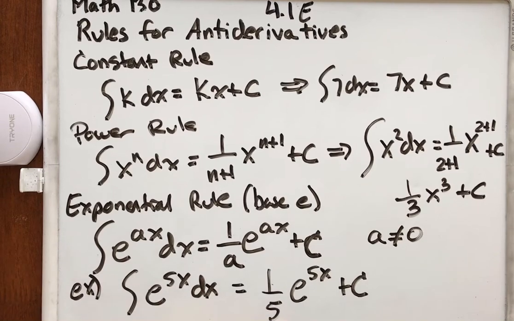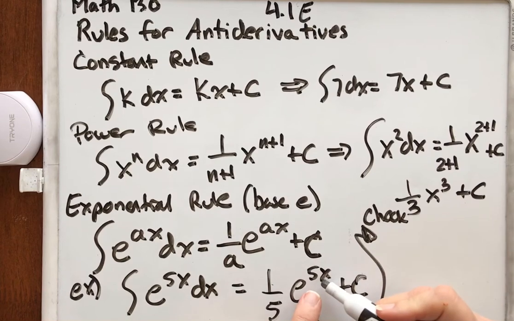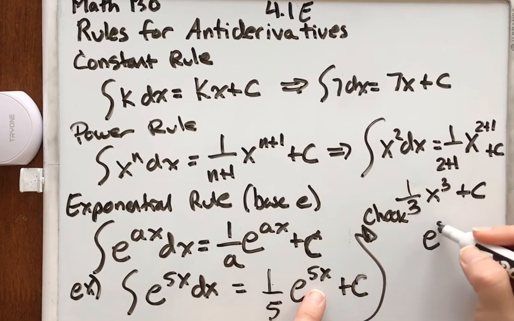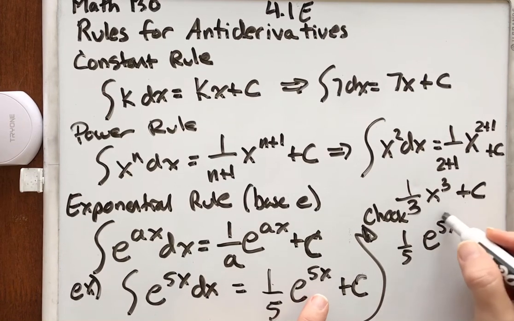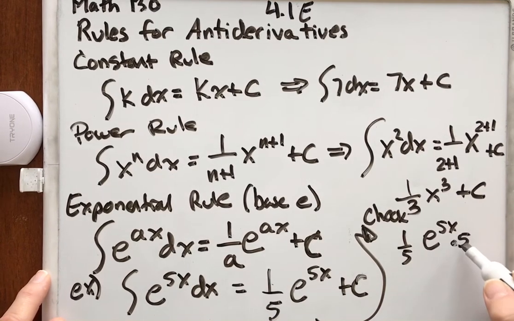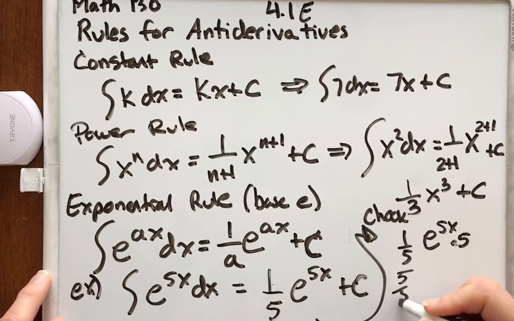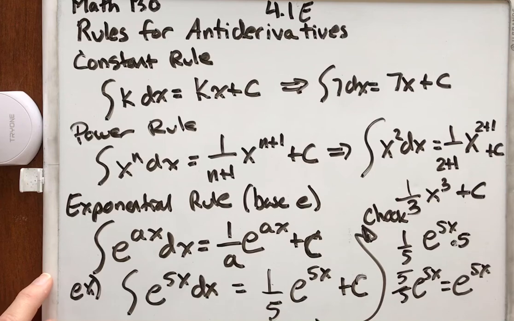Now how can we check this is right? Well, let's take the derivative, and that'll check to see if we're right. I'm going to erase this right here. We're going to do the derivative just to see. If we take the derivative here, we keep e to the 5x. We have 1/5, we keep that too, and then we take the derivative of the exponent, times 5. Now if we multiply this by 5, you can see this is 5 over 5 e to the 5x, and that just equals e to the 5x.